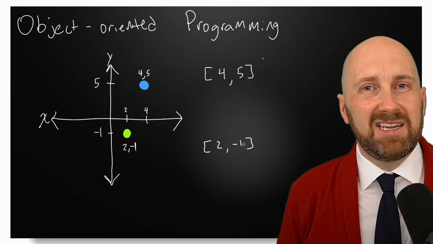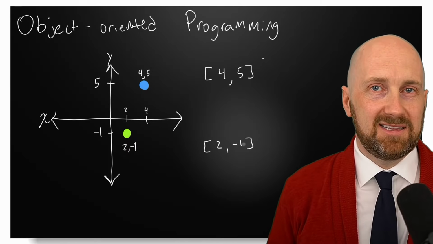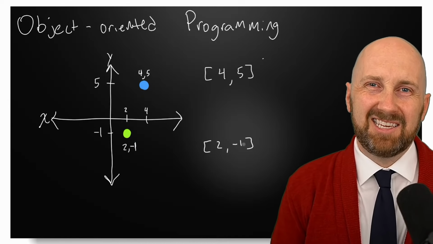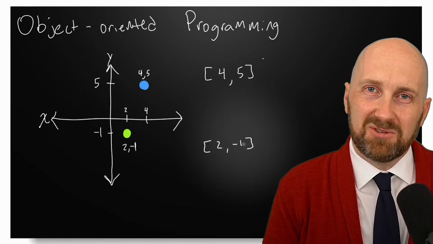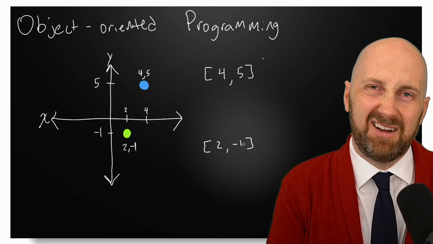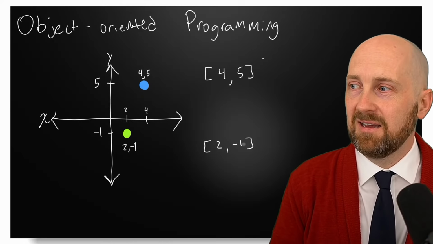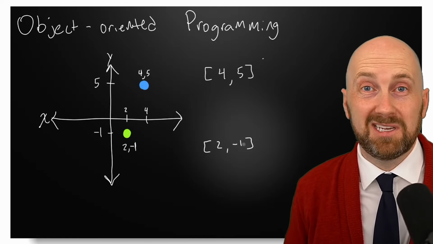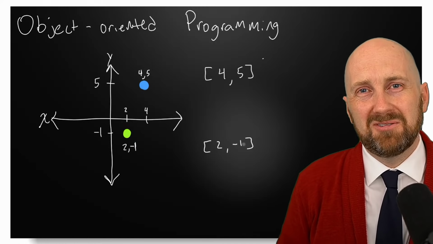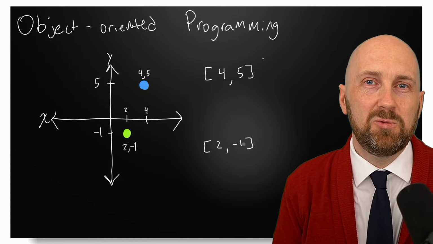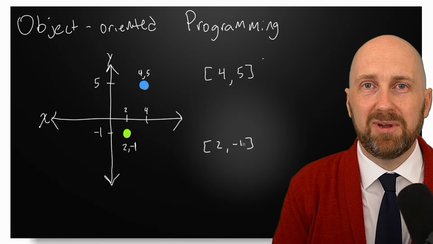But there are some downsides to thinking about points as lists as well, right? A list has other meanings associated with it. It's not really a point. It's a list, and you can append to a list. You can pop from a list. Those are operations that you wouldn't expect to carry out on a point.